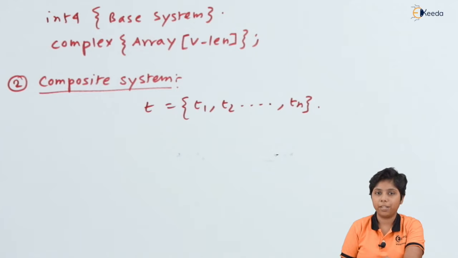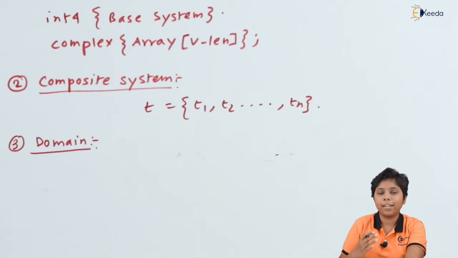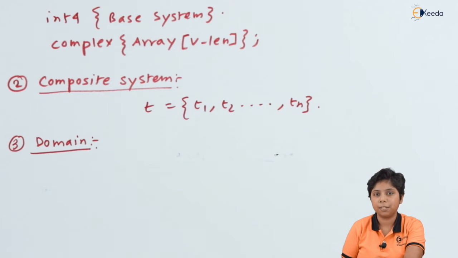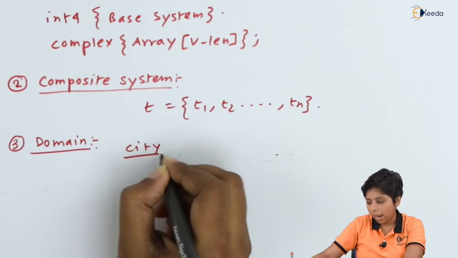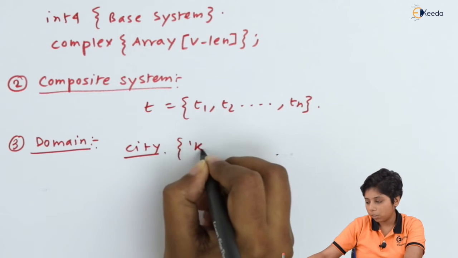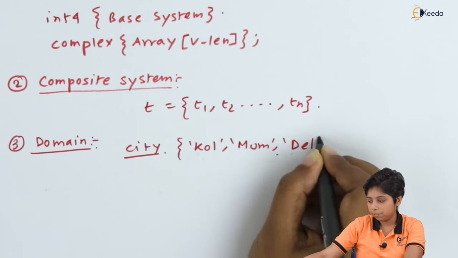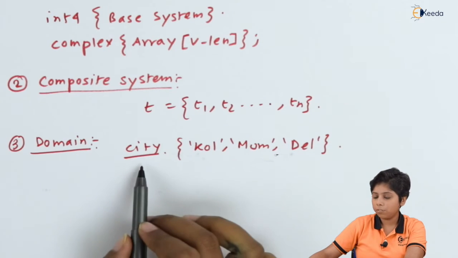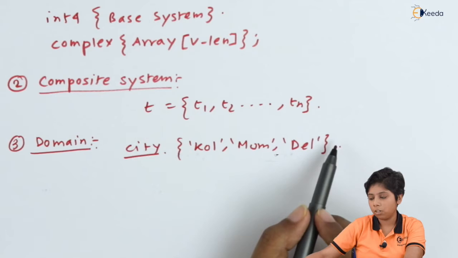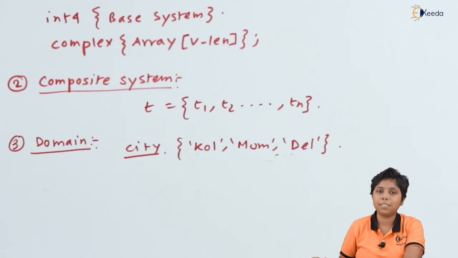The next one is the domain. Now domain D stands for an attribute and the values that must be satisfied by the attribute. This can be a base system, a complex system, and also a composite system, but the attribute must satisfy those values. Say for example, if we have the city attribute and we have the city names like Kolkata, Mumbai and Delhi. If this is the domain of city, then the city name must belong to any of them. So we can define either a base system or an enumerated type out of this domain.